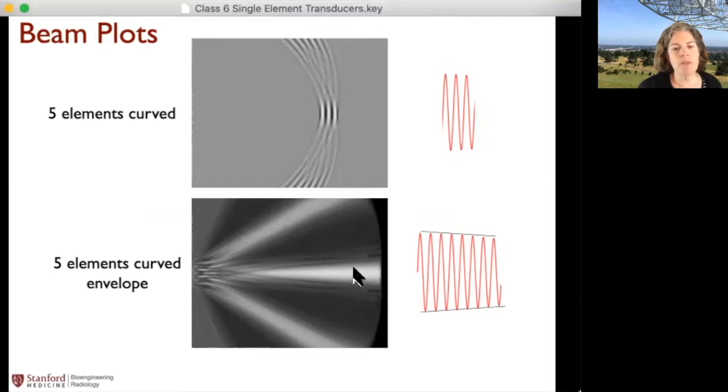This is not the prettiest of beams because it's 5 points; you never have a transducer that's just 5 points spaced far apart. You end up with these grating lobes that are huge, but it was a nice simulation because you were able to see those individual spherical waves.